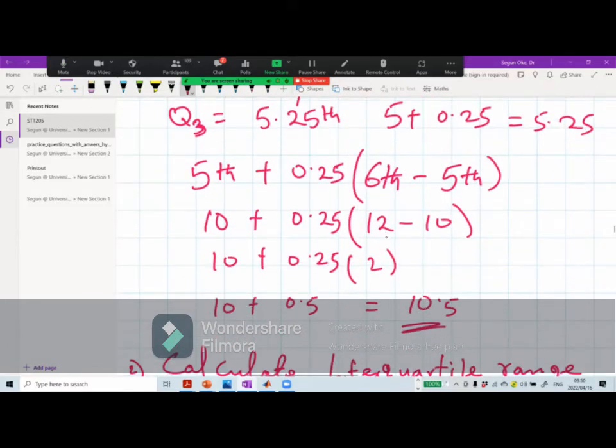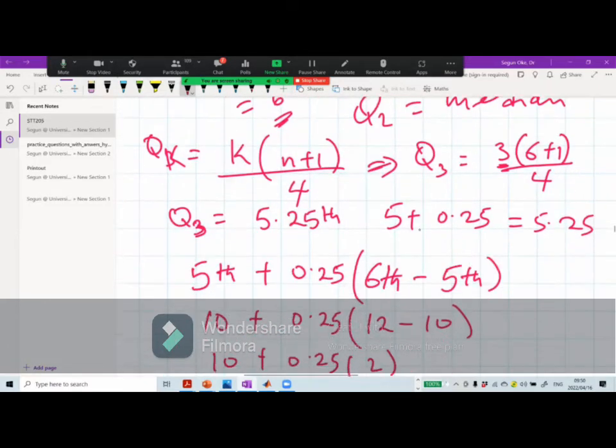The same thing happened to this. Our position here is 5.25. We know the 5th position is there, plus 0.25, and the highest minus lowest. The highest in this case, since we are considering the 5th position, must be 6 minus the 5th. Have I made myself clear? Yes, very clear, sir.